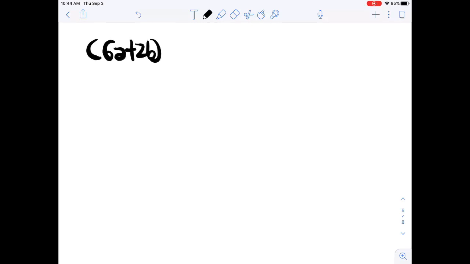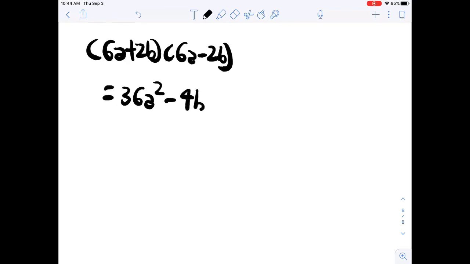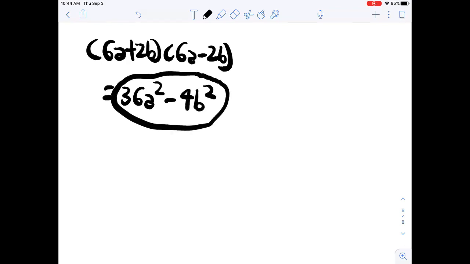And our last example is (6a + 2b) times (6a - 2b). So we're going to square the first term, 6a, to get 36a squared. And there's no middle term here. We're going to square the last term, 2b, to get 4b squared. And it's a difference of squares, so it's 36a squared minus 4b squared.